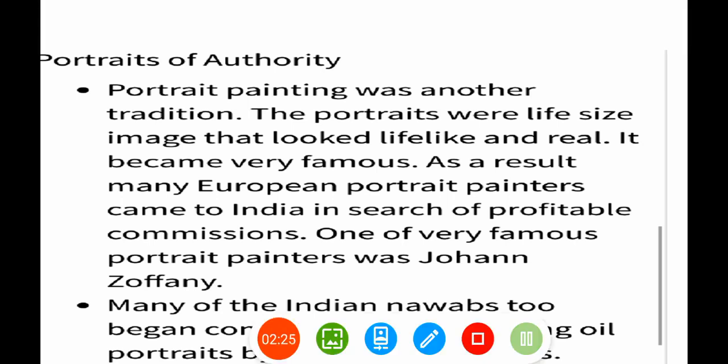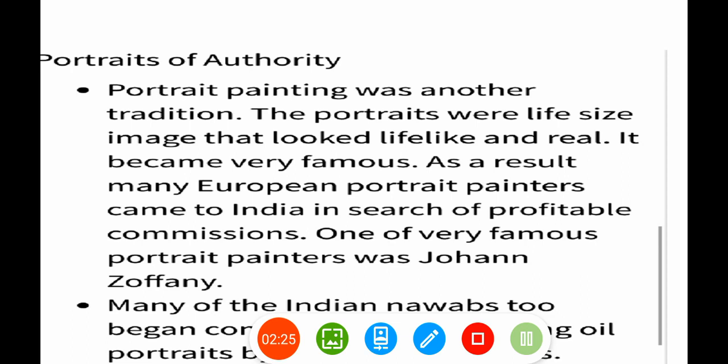What happened to the court artists? In Mysore, Tipu Sultan maintained the traditional association with them. He continued to encourage local tradition.